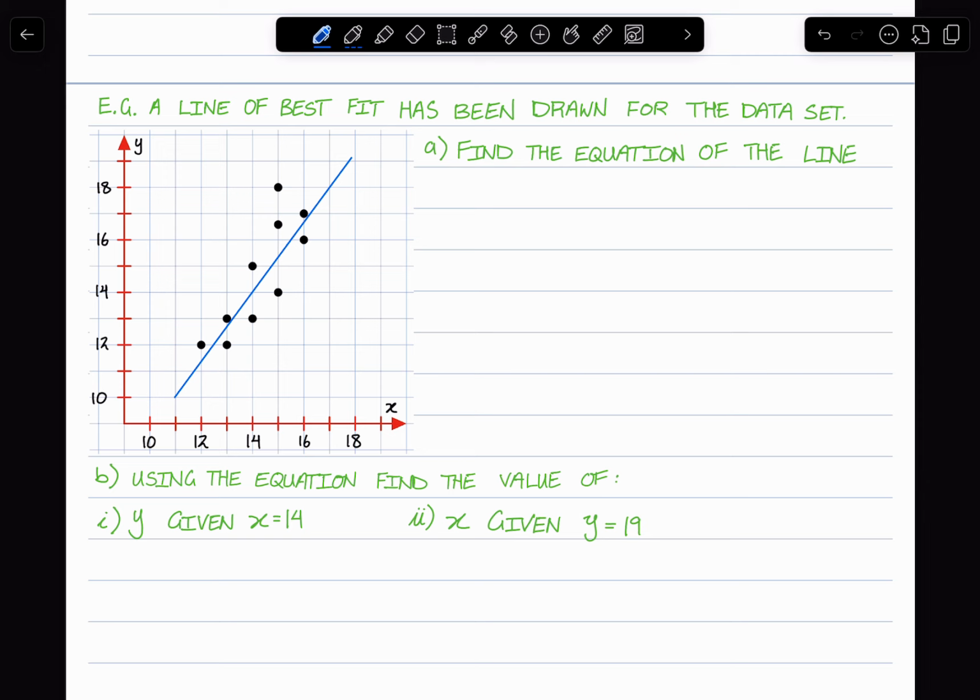Hello class, this is a continuation on finding the line of best fit. In this video, we'll be looking at finding the equation of a given line of best fit.